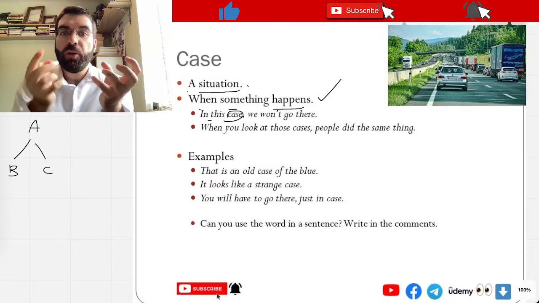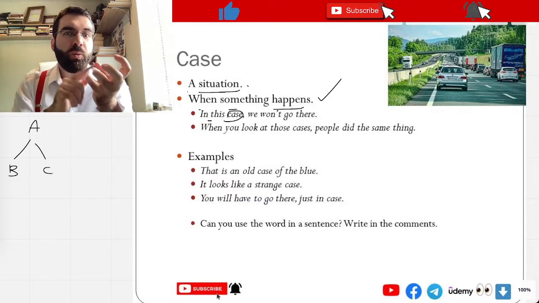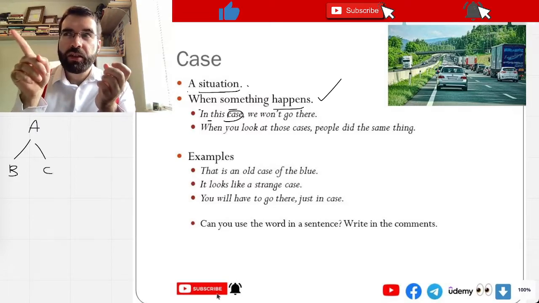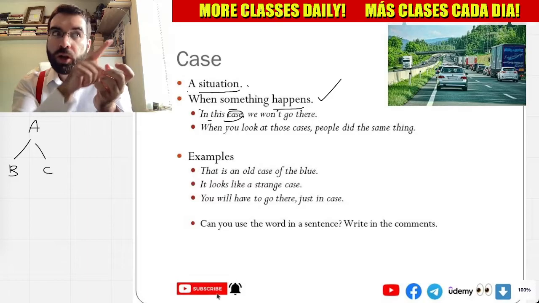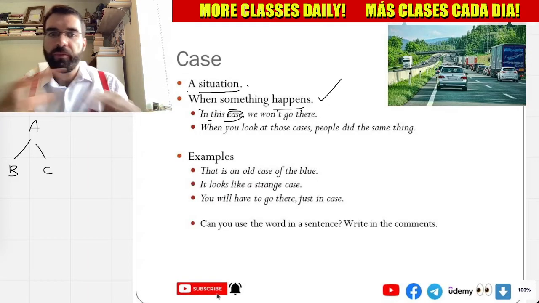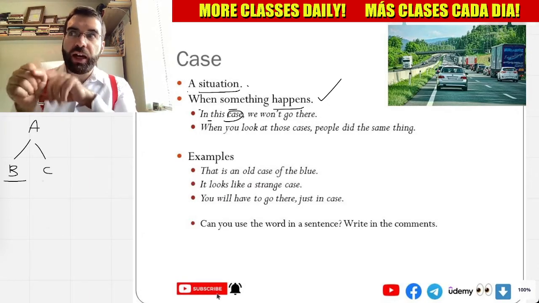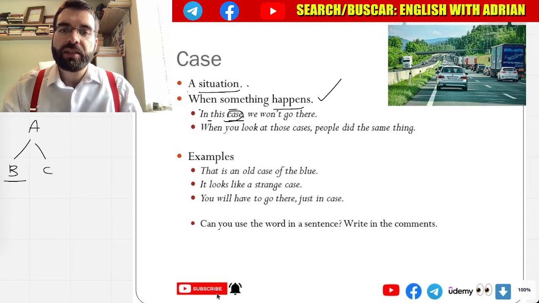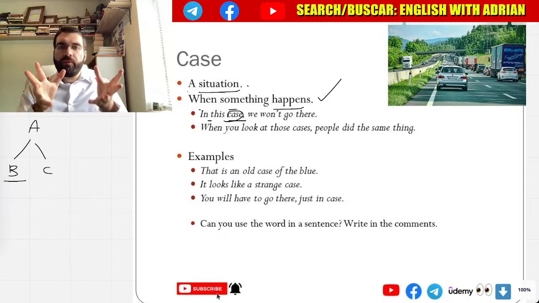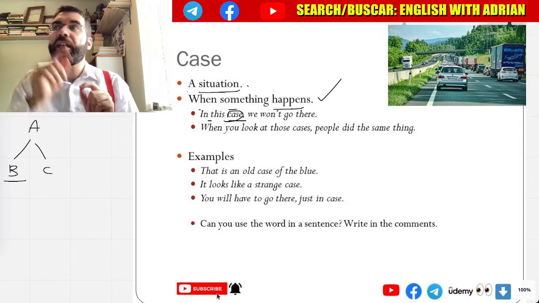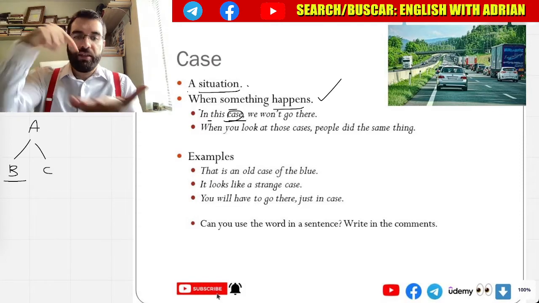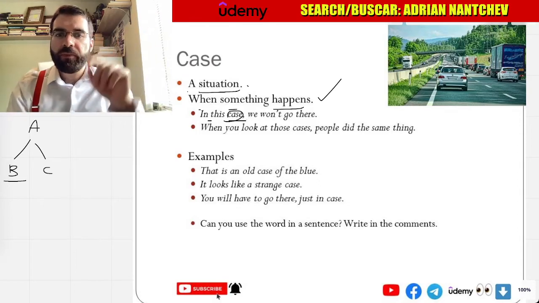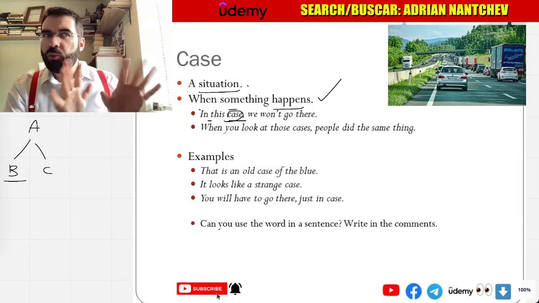But in case that happens, we need to choose B. So in case that happens, we won't go there. So we'll choose B. If that happens, we won't go there. We'll go there instead. In this case, this situation, if that situation happened, in that case, we better go there instead. In this case, we won't go there.